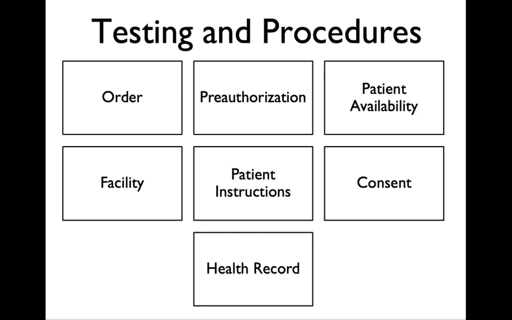Some services require pre-authorization. For example, I needed an MRI of my knee. And my insurance company was like, hey, what's wrong with an x-ray? And the reason they said that is because they didn't want to pay for an MRI because an x-ray is less expensive. So I got the x-ray, the radiologist said, oh, you got a torn meniscus.